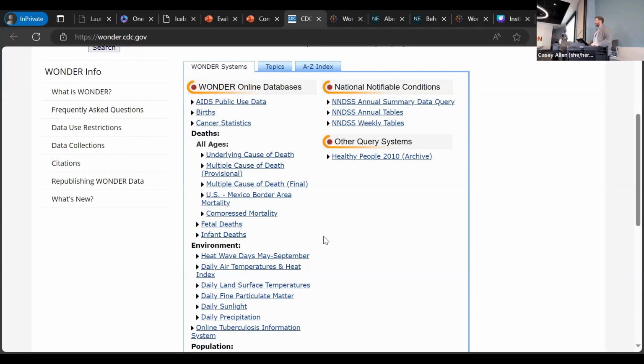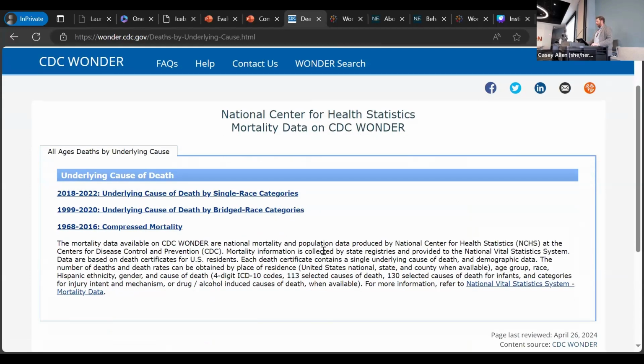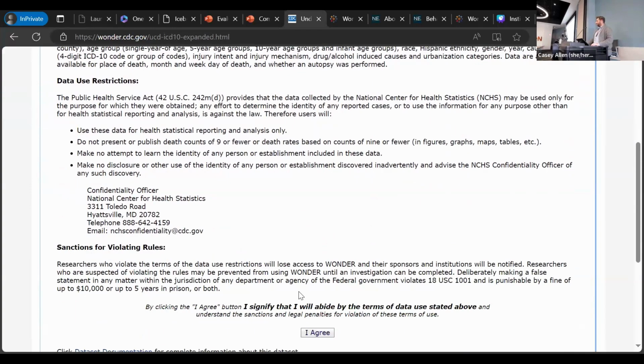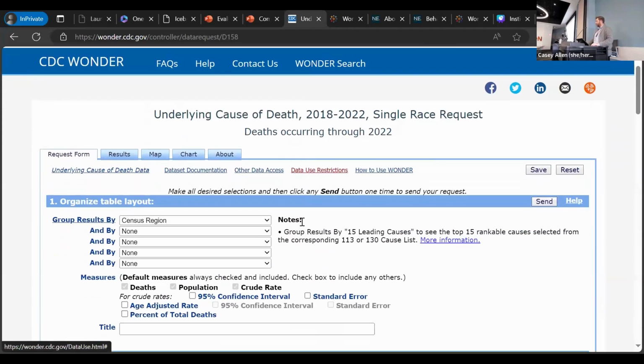So for the purposes of our demonstration, we're going to look at mortality data, or causes of death. So if I go to the underlying cause of death, I am presented with a choice of choosing single race categories or bridge race categories. Now, the difference here is single race refers to data where individuals are categorized as belonging to only one race category, while bridge race is a method that's used to adjust data collected with multiple race categories to align with older data sets. So we're going to just select the single race categories here for the purposes of our demonstration. We'll agree to the terms.